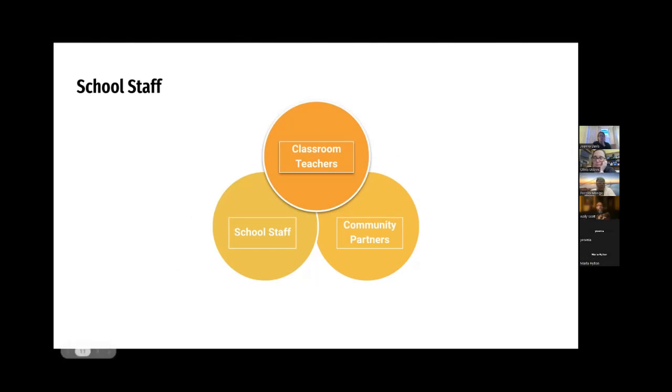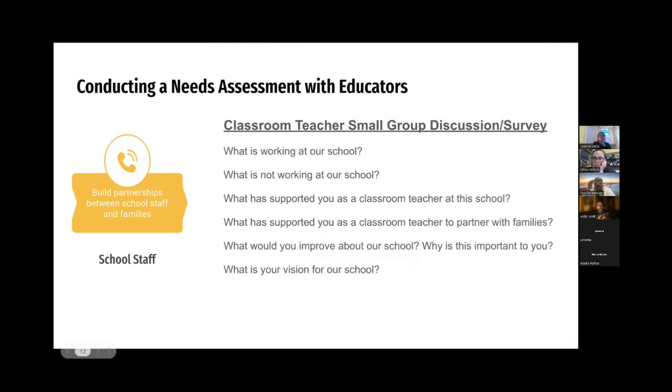Okay, so let's take a look. Same thing that you saw with the families, we're moving that a little bit forward with the staff. Not going so deep on the highest potential question that families are being asked, but still the same through line around what's working at our school, what's not working at our school. But asking folks who work at the school, what has supported you as a classroom teacher at this school? What has supported you as a classroom teacher to partner with families, right? And you could probably even go further with this question. You could ask more, but we kept it really simple for the purposes of this needs assessment.